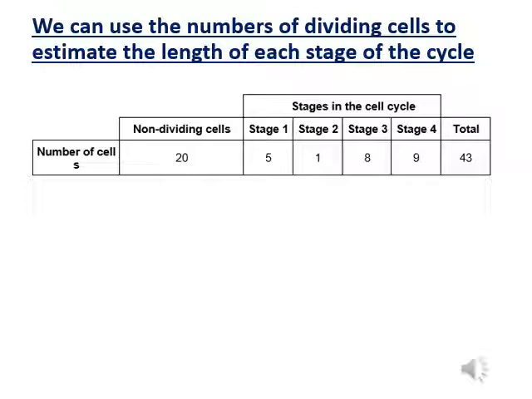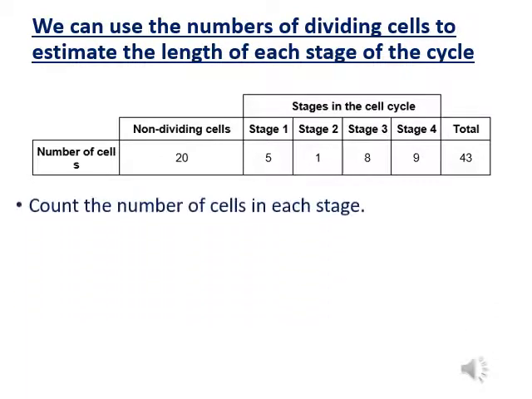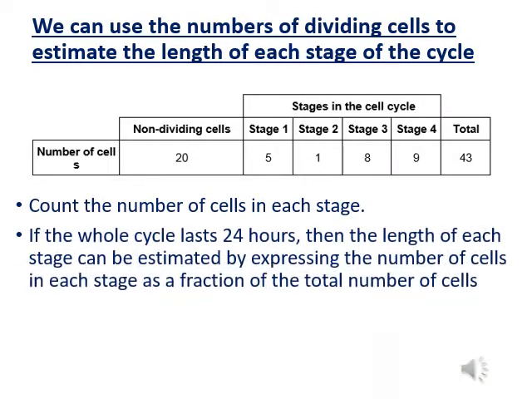So we can see we have 20 non-dividing cells, we have 5 cells in stage 1, interphase, 1 cell in stage 2, 8 cells in stage 3, and 9 cells in stage 4. And this gives us a total, if we add them all up, of 43 cells. So if the whole cycle lasts 24 hours, then the length of each stage can be estimated by expressing the number of cells in each stage as a fraction of the total number of cells.